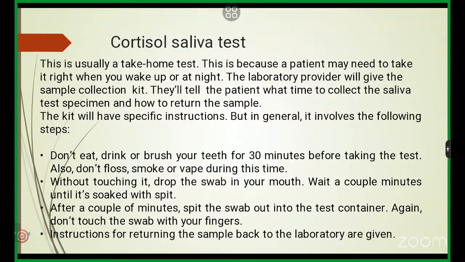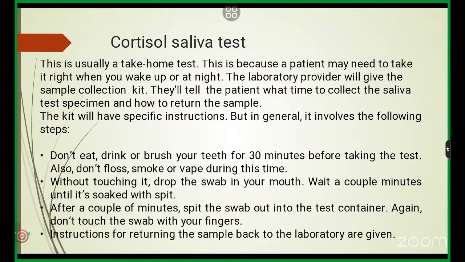But due to modern technology, now we have take-home tests, especially for sample collection, so that the sample is taken at home and brought to the lab for analysis. The patient is usually advised. You have to give clear instructions to the patient so that the sample is collected properly. The laboratory provider will give the sample collection kit. They tell the patient what time to collect the saliva test specimen, how to collect it and how to return it to the lab for testing.